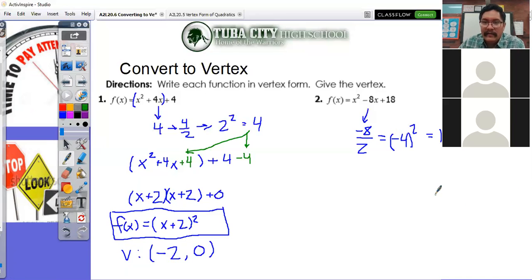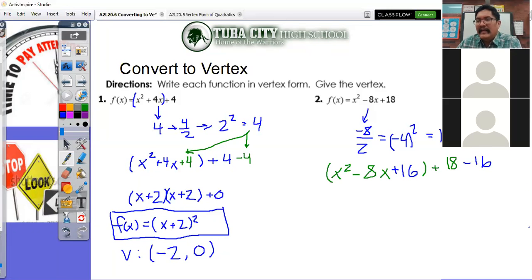Now, maybe if I color code it a little bit better, it'll make a little bit more sense. But in this case here, we get our function, and I'm going to rewrite it again. Now, I'm going to leave a space right here and continue to add 18 here. So x squared minus 8x plus 18, so it's all there. But we got 16 here, so I'm going to add 16 here and minus 16 here. That way it keeps it balanced.